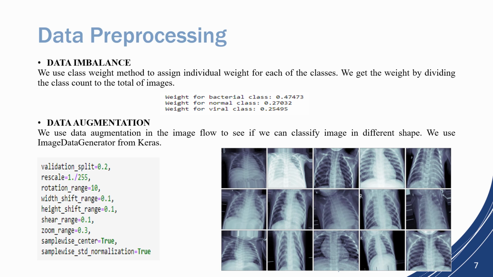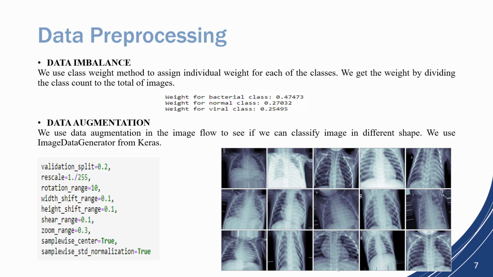Now we're moving to the data preprocessing part. We know that our data is in an imbalanced state because of the bacterial class that is dominating the data. We use the class weight method to assign an individual weight for each of the classes. This step helps us to gain non-biased weight towards the class that is the majority in the dataset. We get the weight by dividing the class count by the total of images. We can see that the weight for the bacterial class is much higher than the weight for the normal and viral classes.